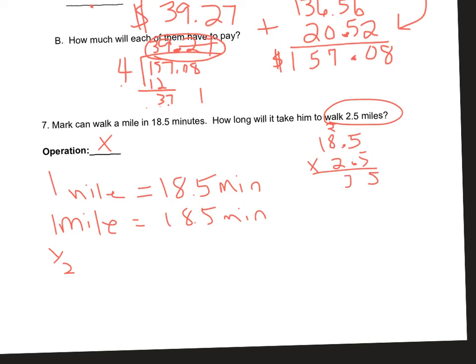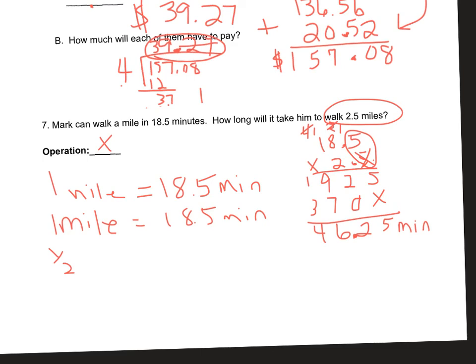So that's 42. 5 times 1 is 5, plus the 4 is 9. I'm done with the 5. Go ahead and do 5 times 2, which is 10, 16, 17, and 3. So when I add all of this up, I get 46.25 minutes. This is how long it took him to walk 2.5 miles. So it's 46.25 because remember I go back and there's 2 numbers behind the decimals, so therefore I do that.